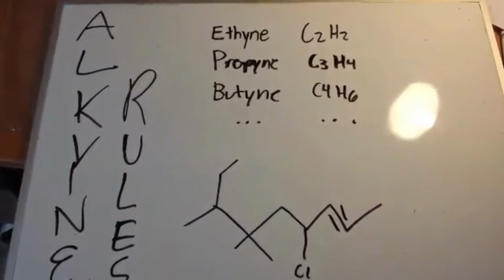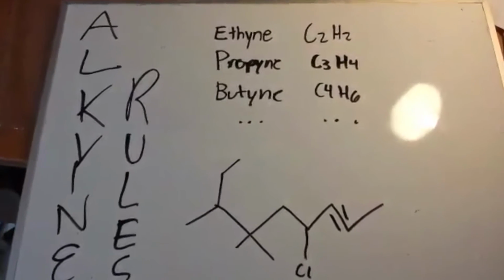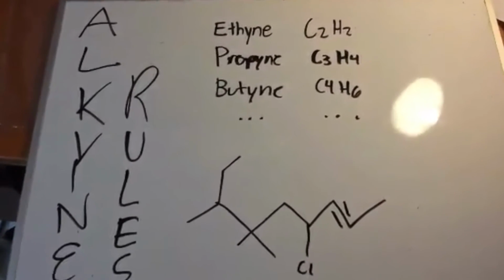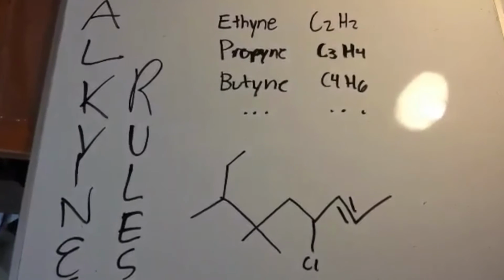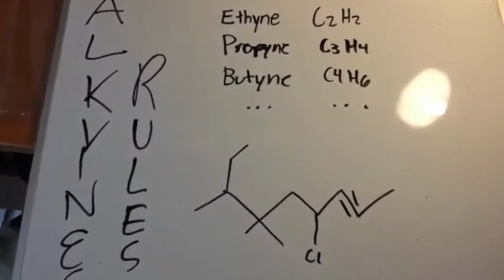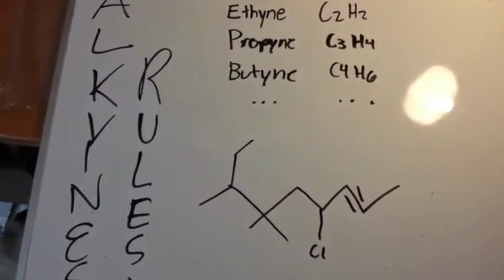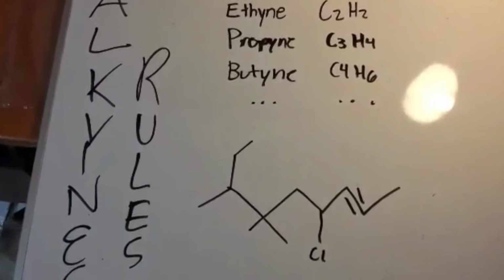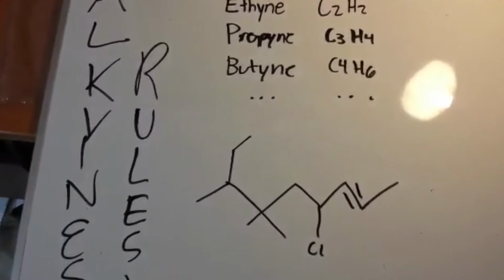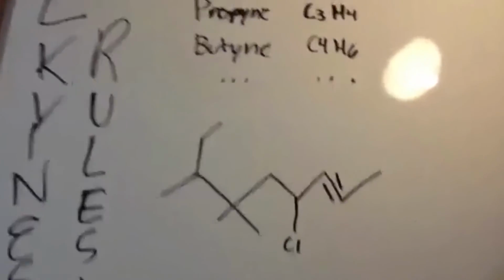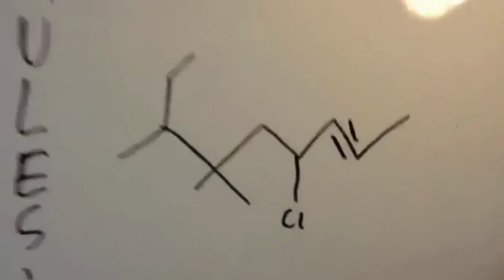Rule 1: You have to find the longest carbon chain that includes both carbons of the triple bond. Rule number 2 is to number the longest chain starting at the end closest to the triple bond. Alkynes at the end of a chain are referred to as terminal alkynes, and alkynes at any other position are called internal alkynes. For example, this one.